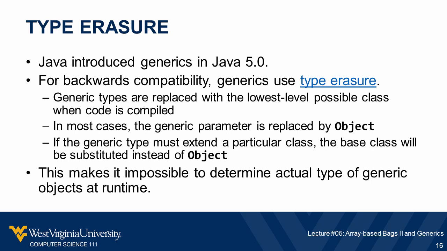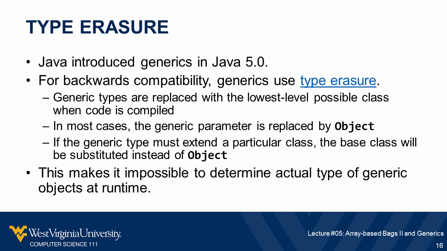Java added support for generics after it had already been around for a while. Generics were added in version 5.0, and they wanted to avoid breaking existing code. So the way that generics were implemented is a little bit weird. They used something that's called type erasure.